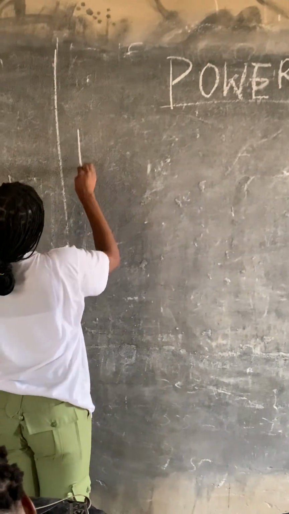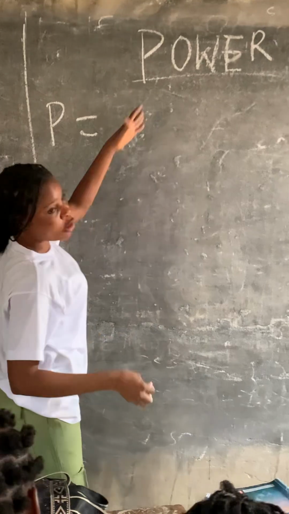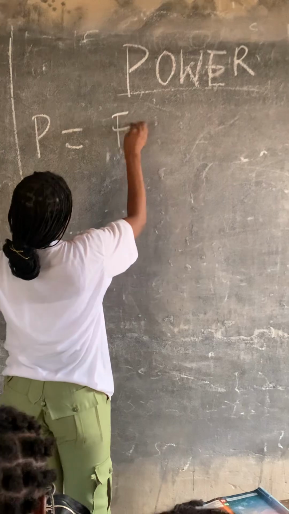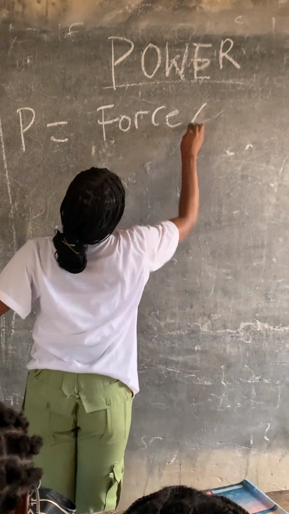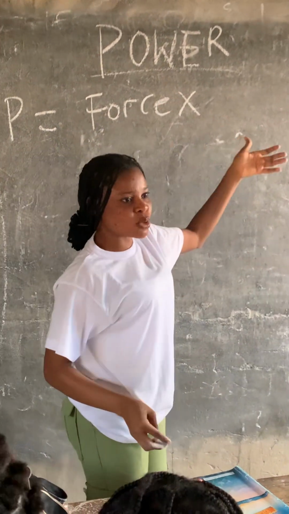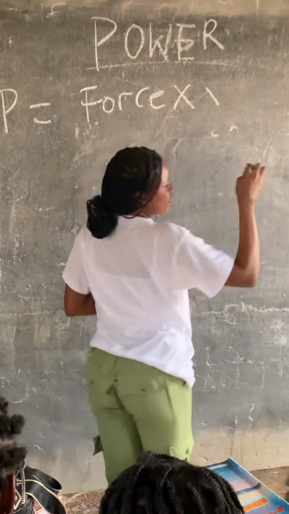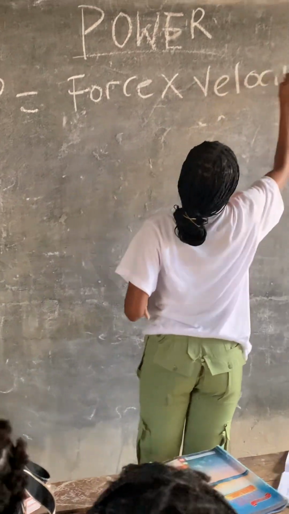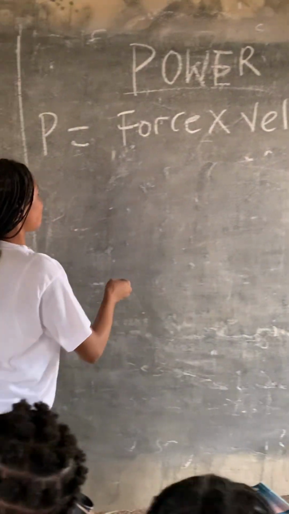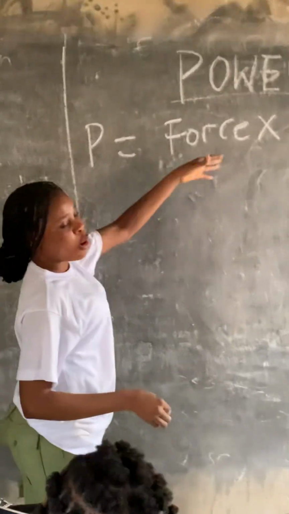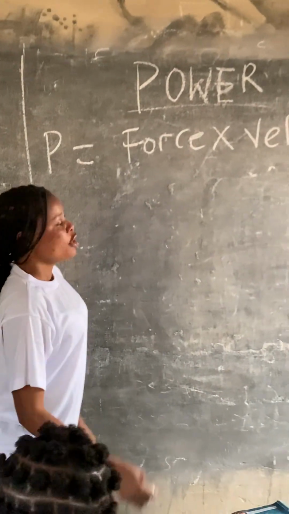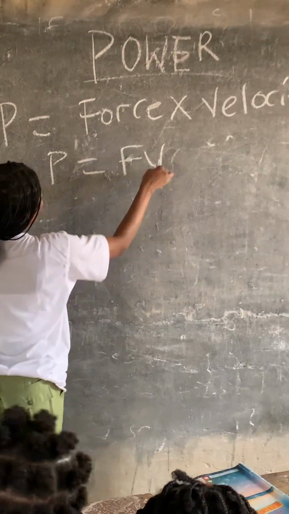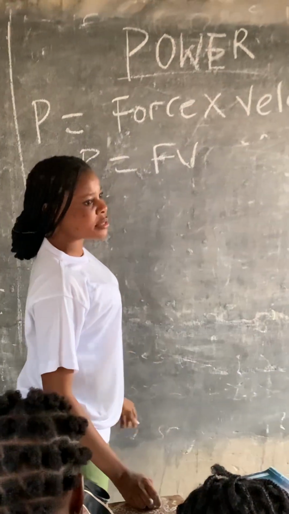So now P is equal to, recall that we had the other one, force was left behind, right? So now force times distance all over time, which is velocity. So when we see distance all over time, we put velocity. Therefore, this is another formula for power. P is equal to F V, where F is force and V is velocity.